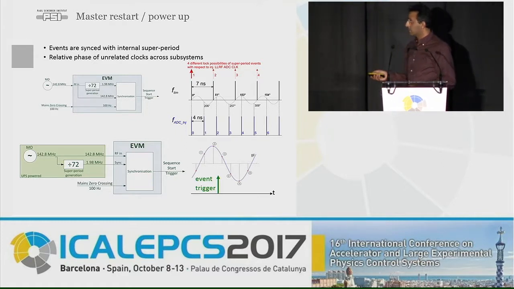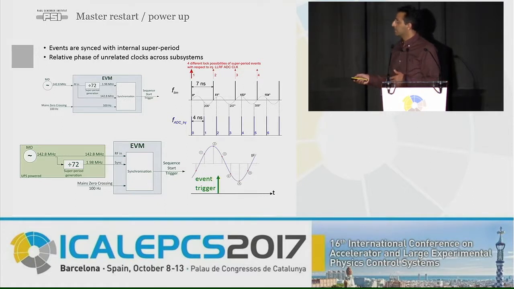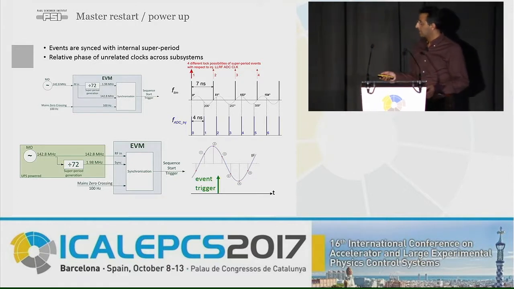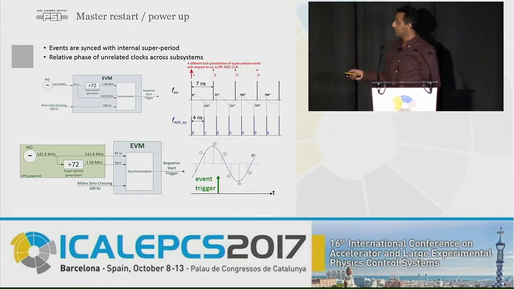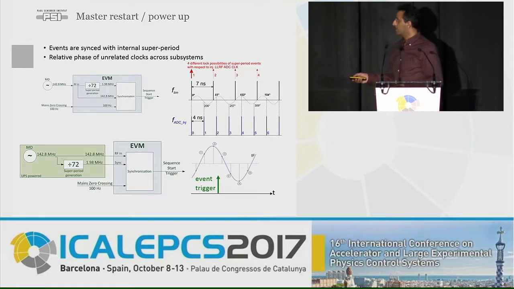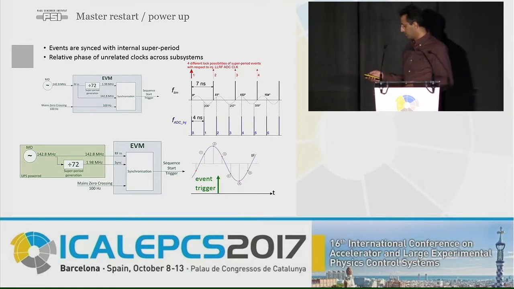And this works nicely, so when we reboot the system, if this system stays uninterrupted, they don't need to readjust anything, and we can exactly reproduce the relative phase of the event with respect to the external super period, which does not change.